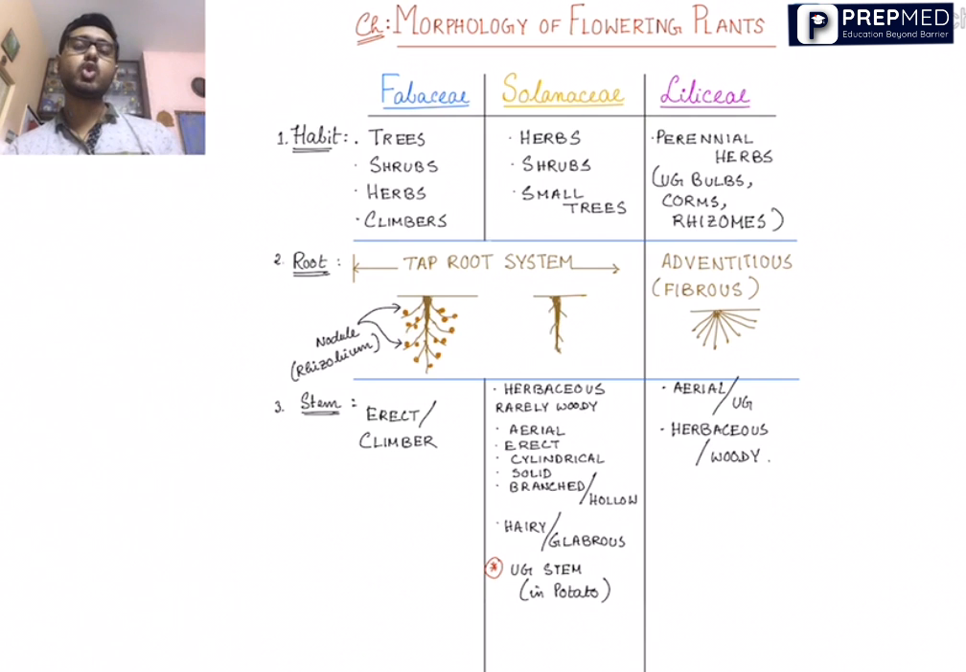Now let's come to the root system. The root system is of two types, mainly the taproot system and the adventitious or the fibrous root system. Both Fabaceae and Solanaceae have a taproot system. However, there is a very key difference: Fabaceae have root nodules, which consist of nitrogen fixing bacteria called rhizobium, which is absent in Solanaceae. Liliaceae have a fibrous or adventitious root system where the roots kind of radiate from a single point.